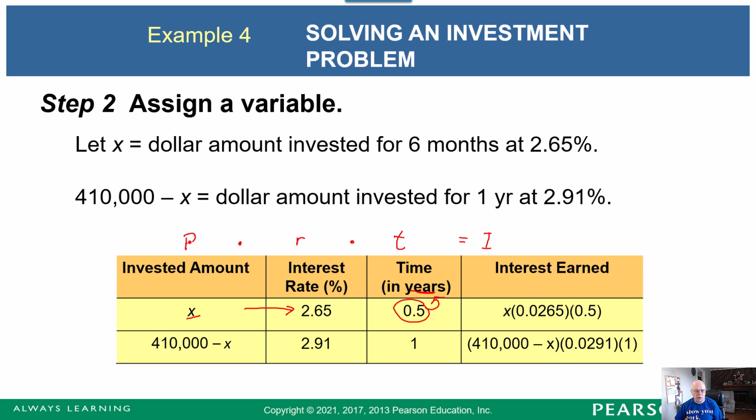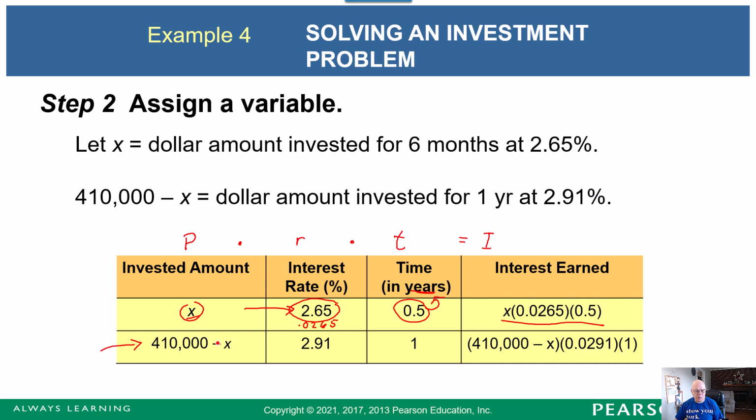Again, your formula across the top, P times R times T equals I for interest. So X times 2.65%. Now remember that's 0.0265 because you have to change that to a decimal. Multiply those three together, and here's your expression for how much the 2.65% investment gives you at the end of that time.